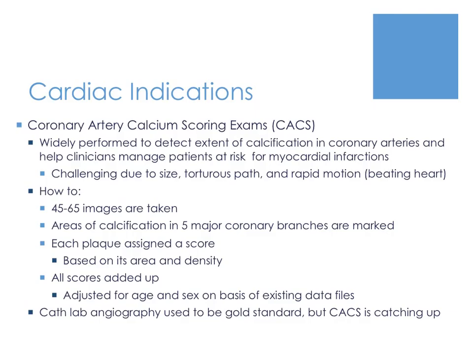So coronary artery calcium scoring exams are now widely performed to detect the extent of calcification in the coronary arteries and also to help clinicians manage patients at risk for myocardial infarctions. An exam like this typically has 45 to 65 images taken for it, and areas of calcification in the 5 major coronary branches are marked. And each plaque that is found in the arteries is assigned a score on the basis of its area as well as its density. All scores are then added and adjusted for age and sex on the basis of existing data files.